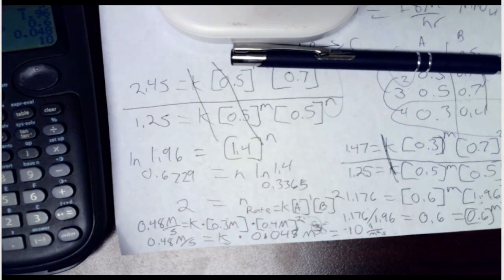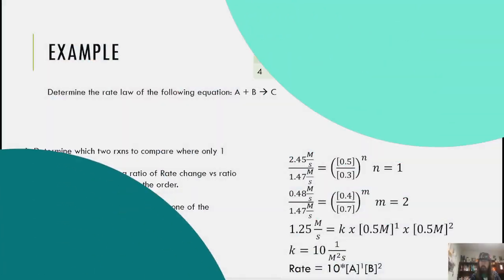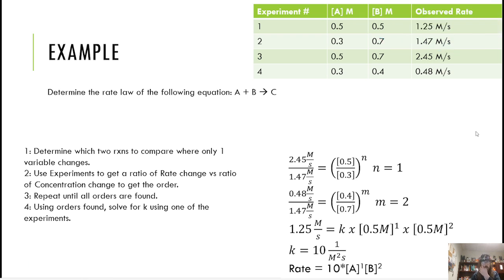And so that is our problem. That's where we're going to end this video. So I'll just show you that. Our rate law would be this: rate equals 10 in 1 over M squared s times A to the first times B squared. That is our overall rate law.